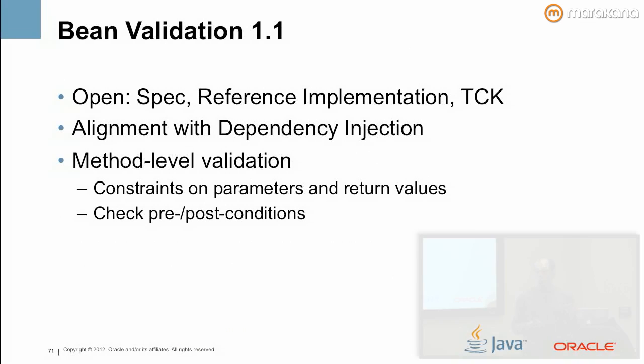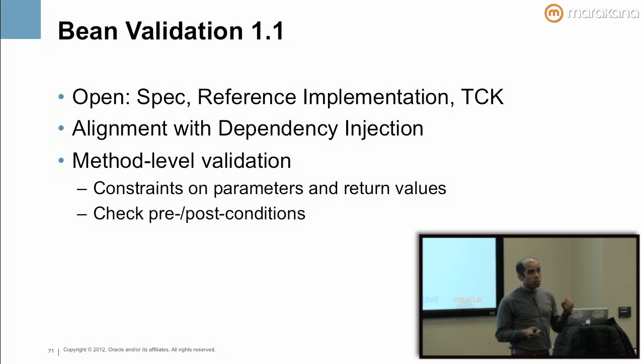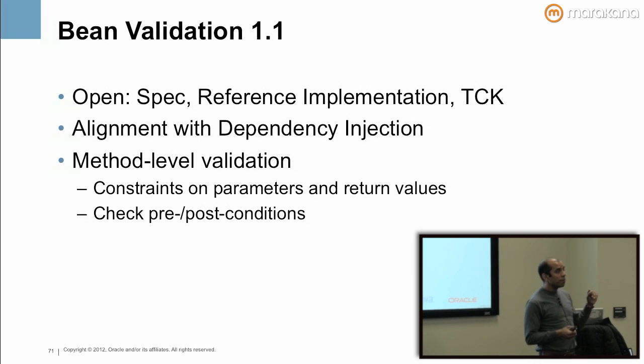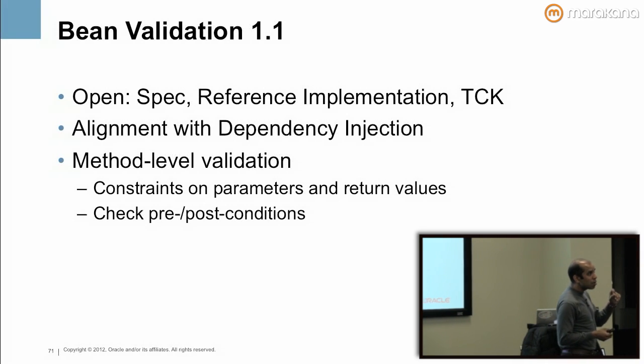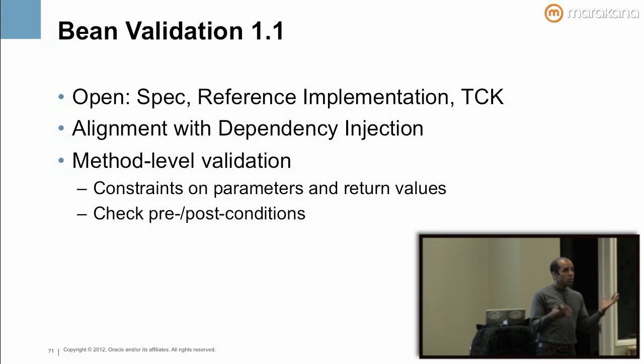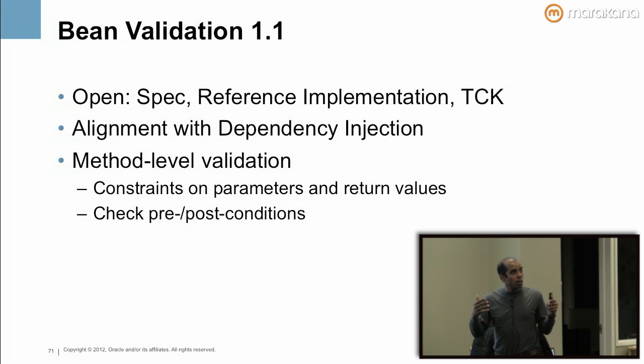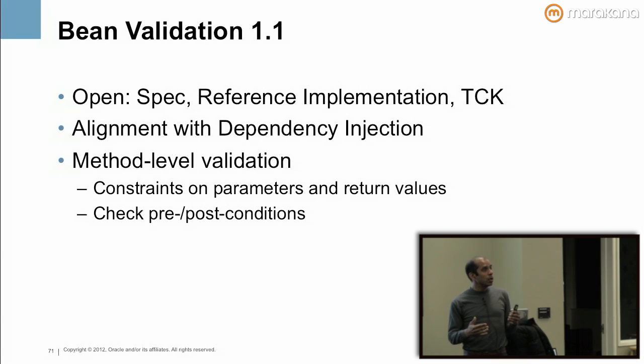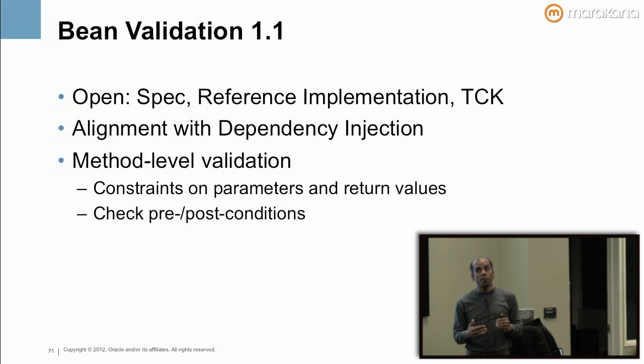Bean validation. This was a new specification that was added as part of the Java EE 6 platform. Now, the beauty of bean validation is it allows you to specify validation constraints on your beans. So think about a POJO, which is what you're using, or a JPA entity, for example, which is what you're using to persist to the database. Or think about a backing bean for a JSF page, where you're capturing results from a web page.